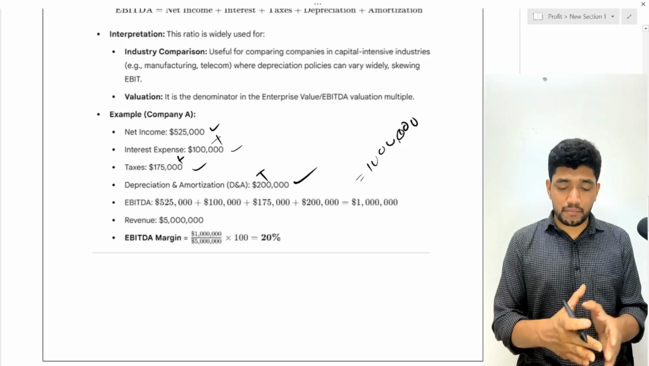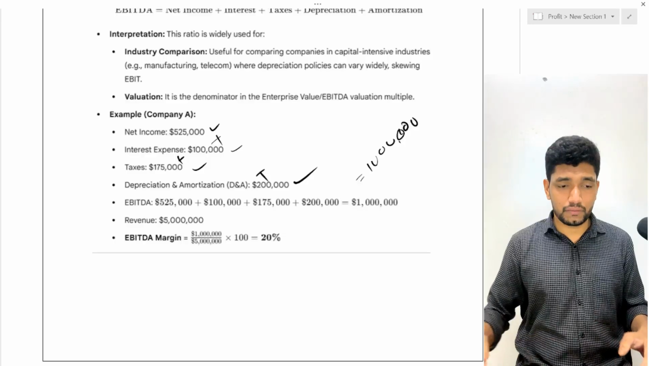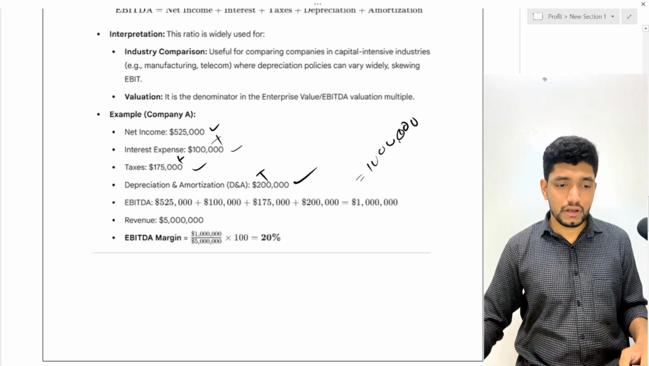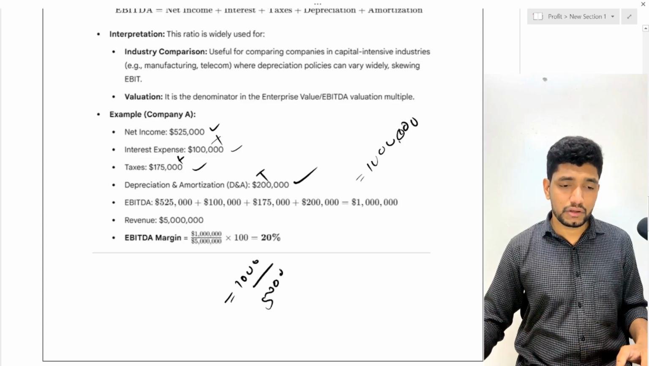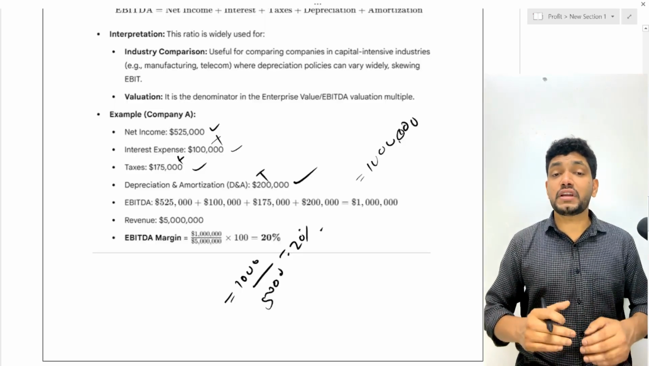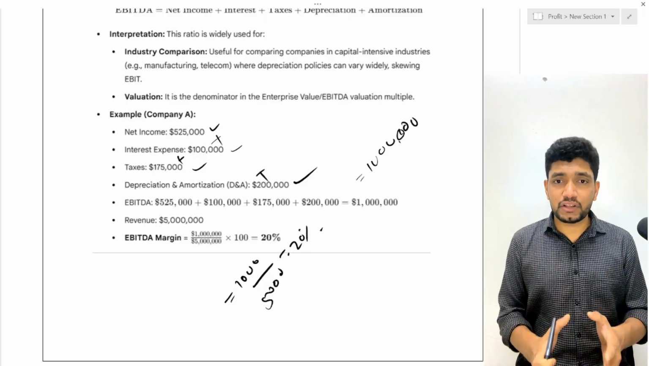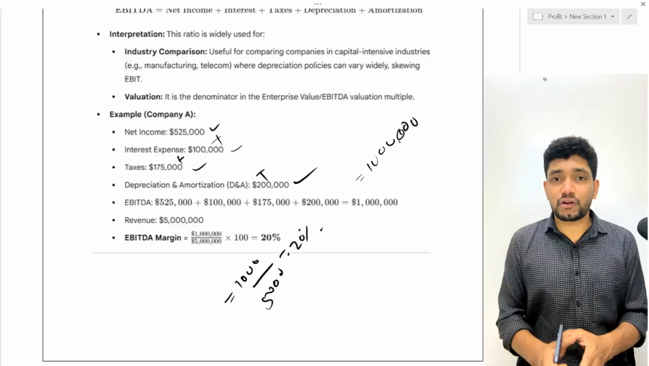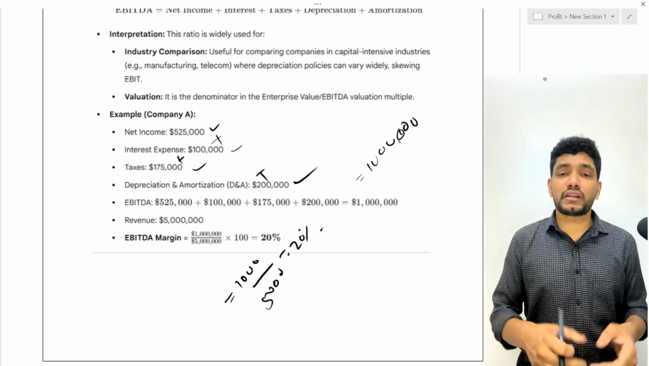Again, you have to compare this 1 million with your sales to see the EBITDA margin. It is 1 million divided by 5 million, that is 20%. This indicates that for every $1 of sales, this company is maintaining 20 cents as EBITDA.